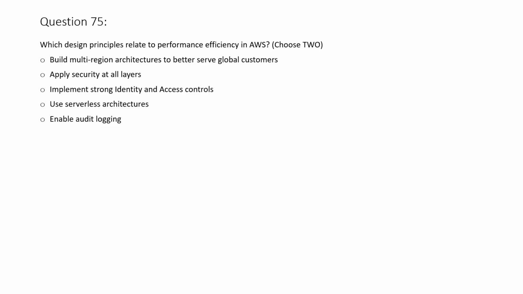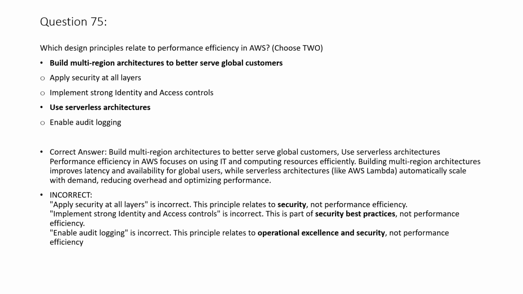Question number 75. Which design principles relate to performance efficiency in AWS? We need to choose two options over here. Option A, build multi-region architecture to better serve the global customers. Option B, apply security at all the layers. Option C, implement strong identity and access controls. Option D, use serverless architecture. Option E, enable audit logging. So the correct answers are build multi-region architecture to better serve the global customers and use serverless architectures.